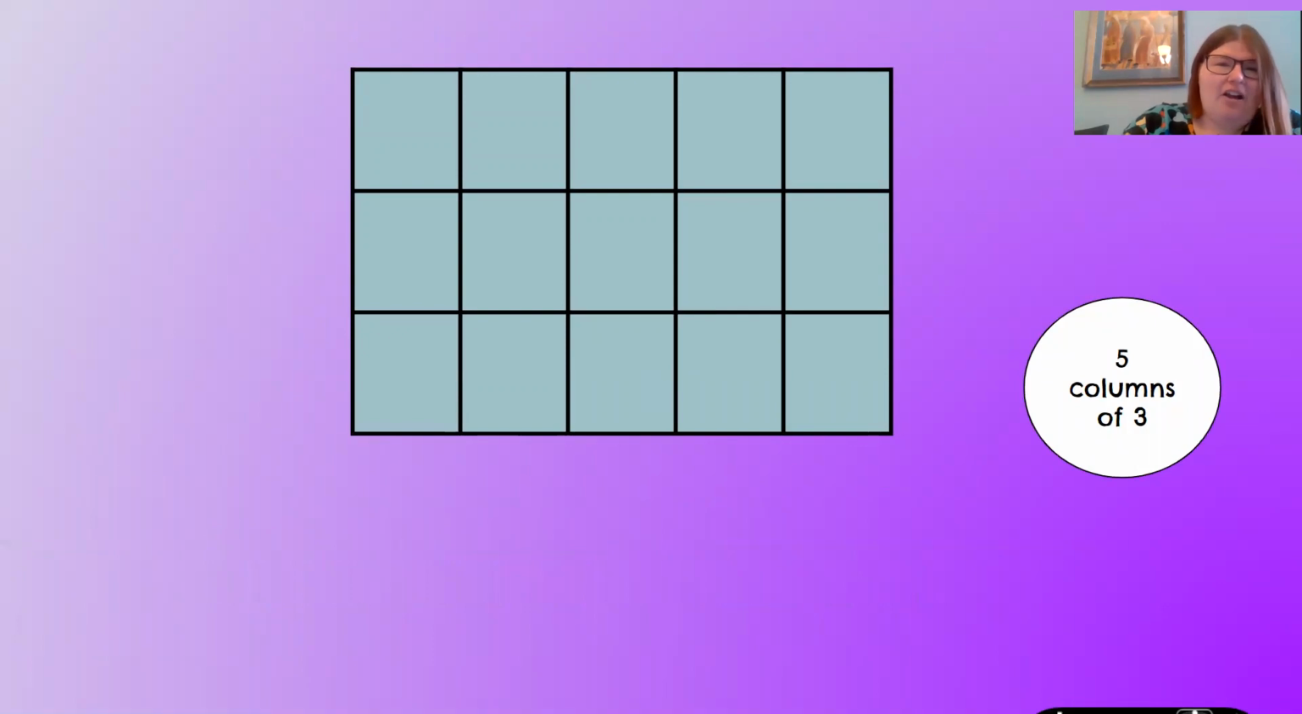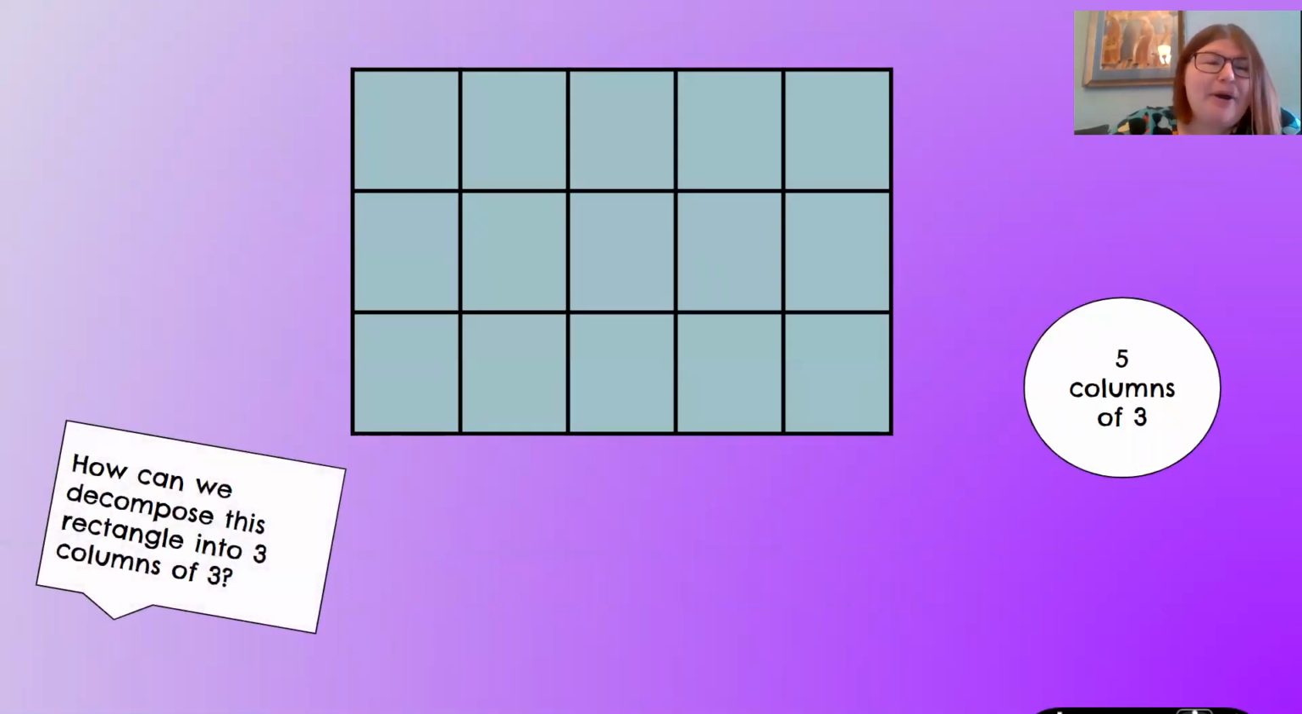So now that I have 5 columns of 3, how can we decompose or take apart this rectangle into 3 columns of 3? Because I have 5 columns up here, I'm not going to be able to make equal groups anymore. I'm looking into how can I separate this or decompose it into 3 columns of 3. Think about that and how you would answer that. I'm going to give you about 10 seconds. How can we separate this rectangle into 3 columns of 3?